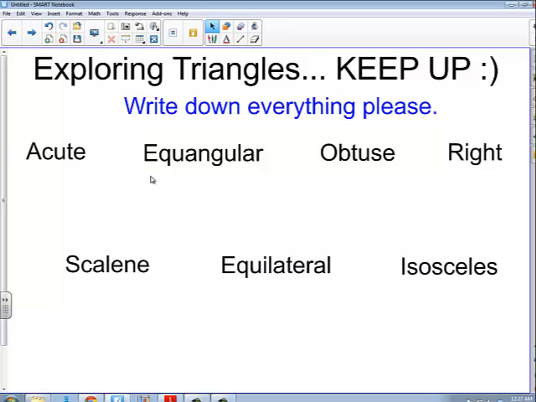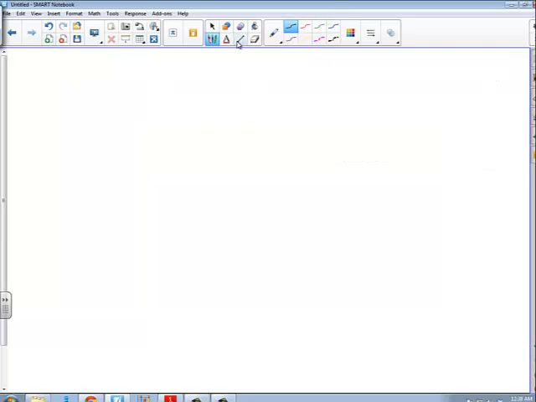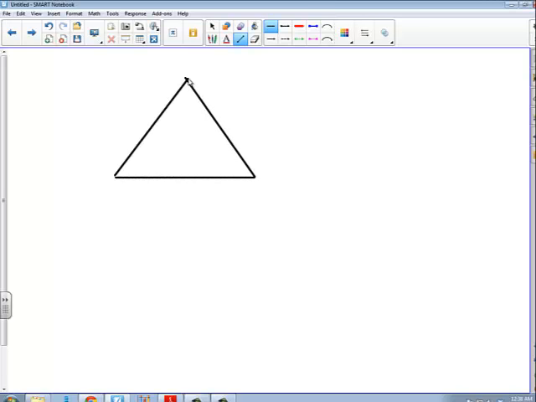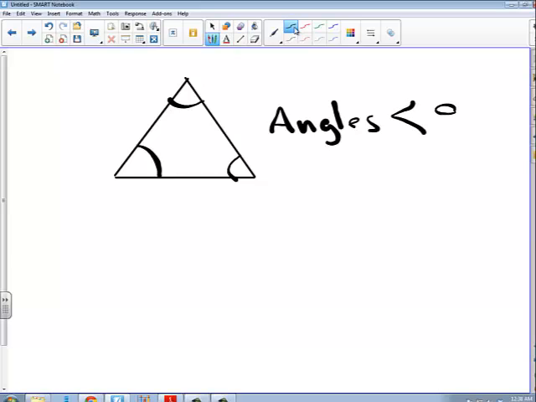Okay, so acute triangles are not triangles with little pretty fancy hair ribbons. They're not cute triangles, they are acute triangles. So for an acute triangle, the rule is that the angles on the interior, so this angle, and this angle, all angles must be less than 90 degrees. So it could be all the same angles, 60, 60, 60.